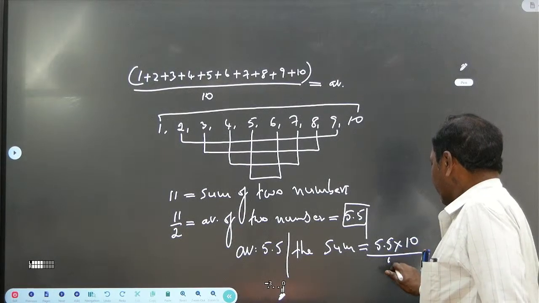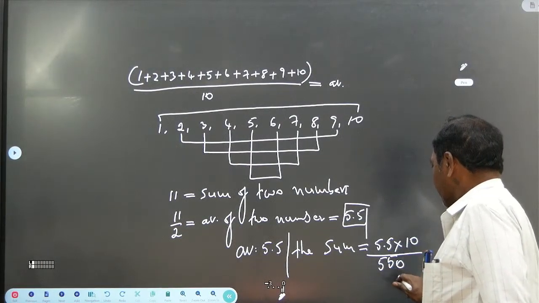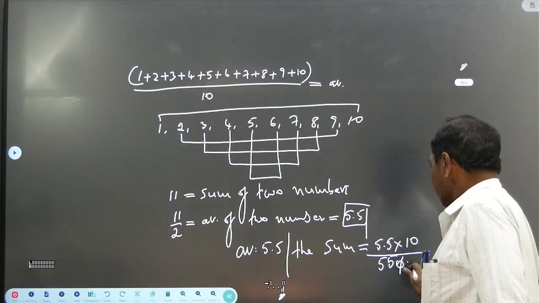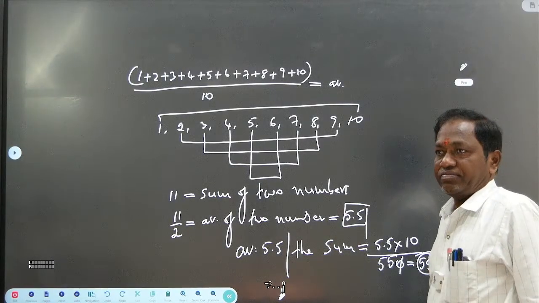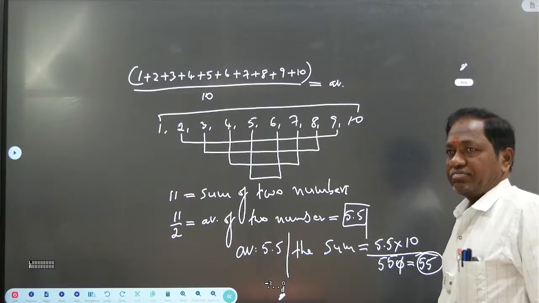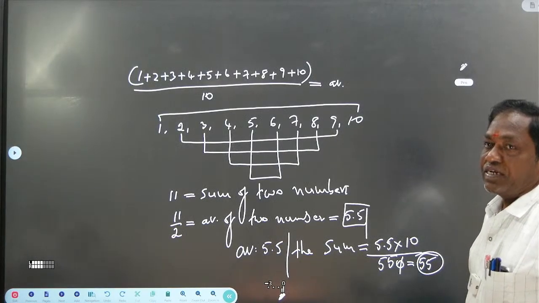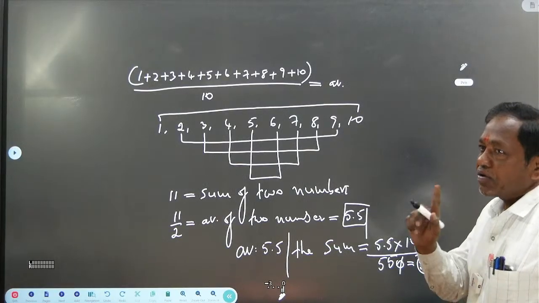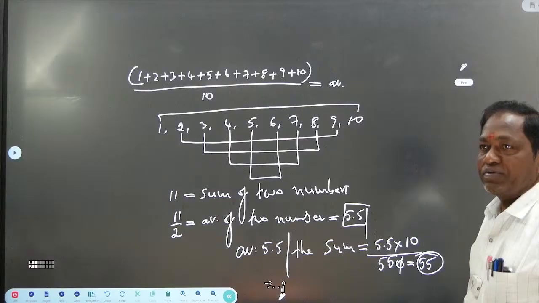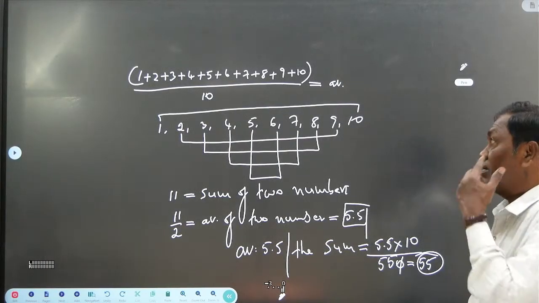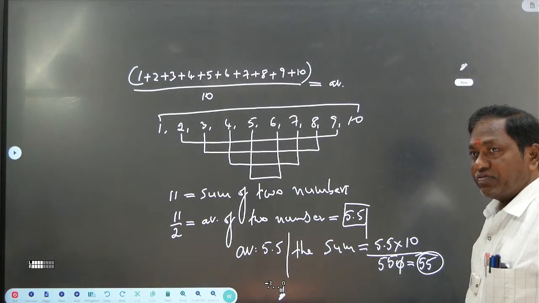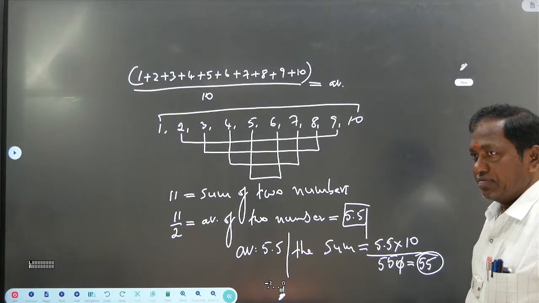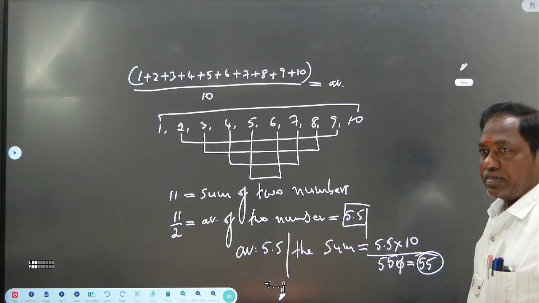1 into 5 is 5, 1 into 5 is 5, and you can add a 0 here. There is one decimal, so the 0 gets cancelled. Therefore 55. This is the structure that is required. N into n plus 1 by 2 is applicable only for the first natural numbers. I don't say it is not required, it is very much required.